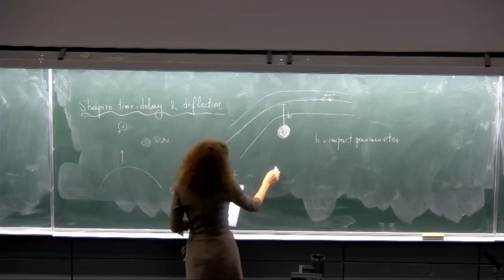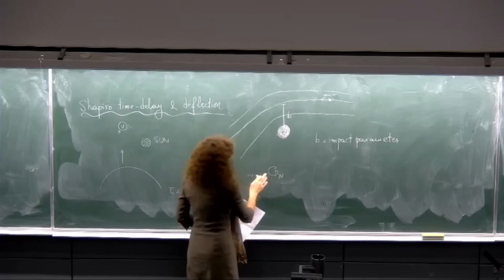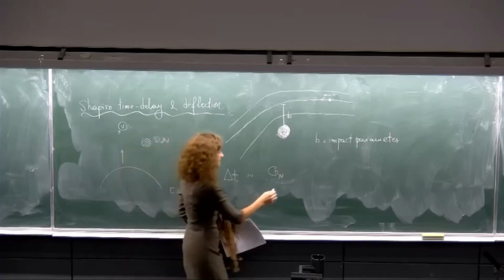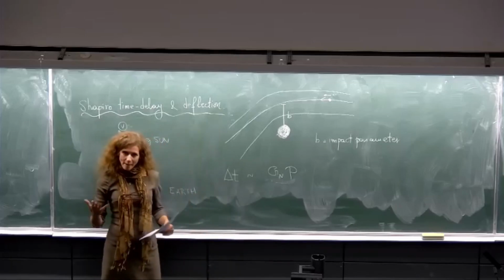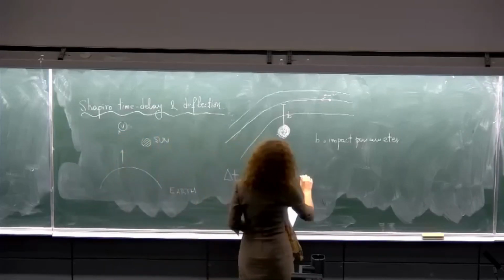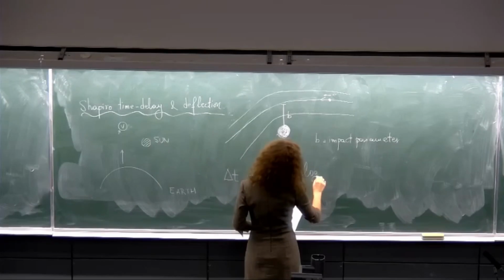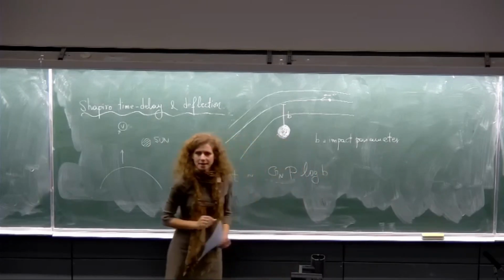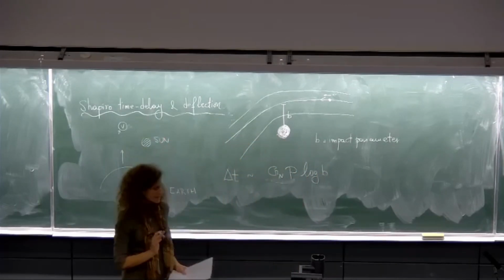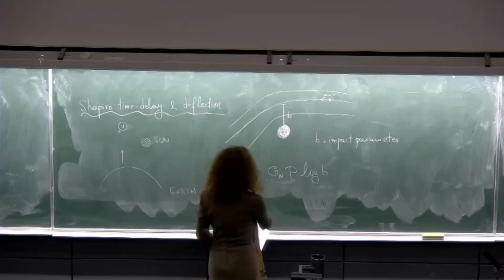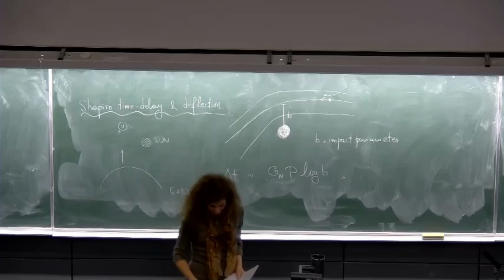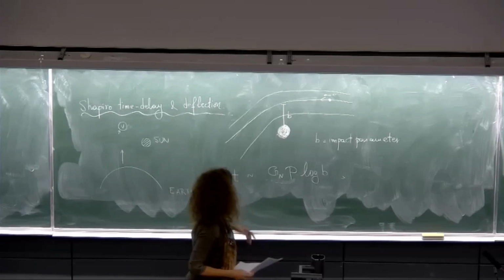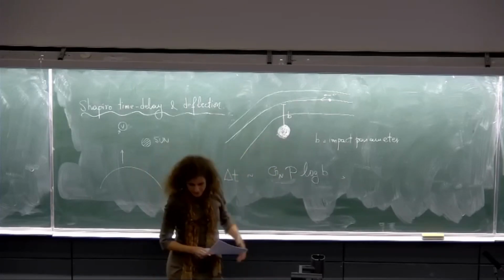object, and that could be, roughly speaking, proportional to Newton's constant, the length of the momentum of the particle, and the logarithm of b, where b is the impact parameter. Okay, so in some simple units in flat space-time, that's the prediction that we have. Asymptotically flat, far from the massive object.